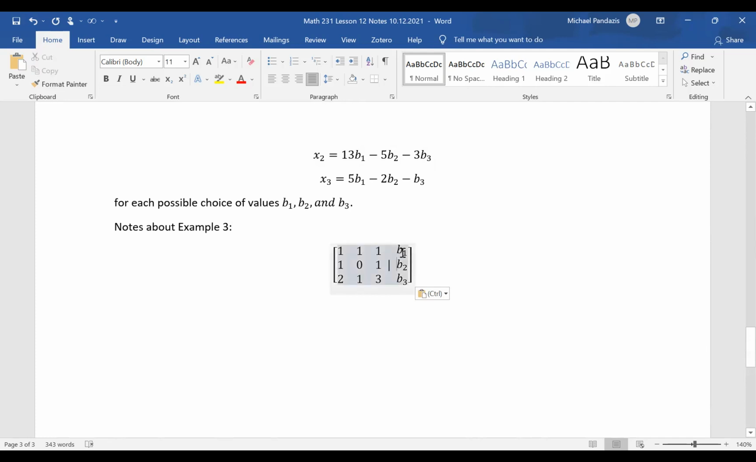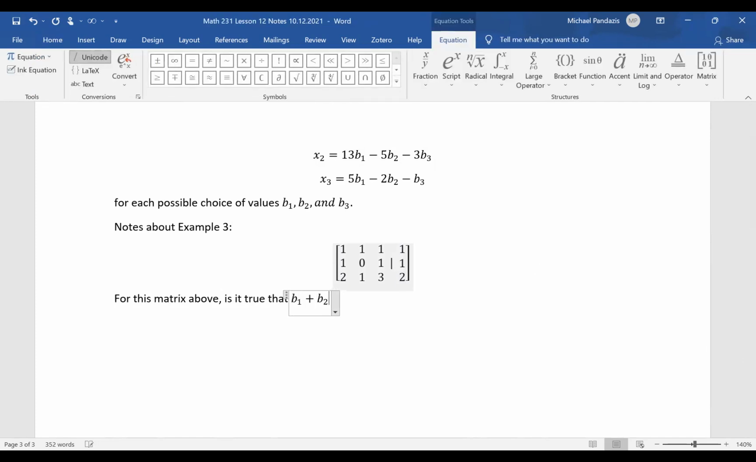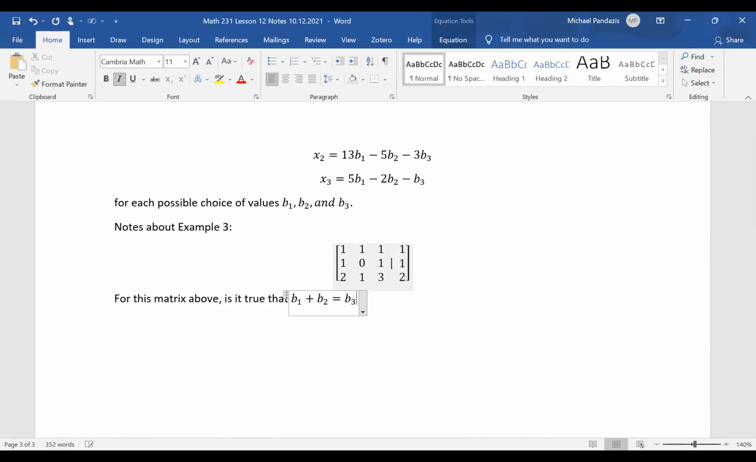What I'm saying is that, let's say we took the values 1, 1, and 2, right? For this matrix above, is it true that B1 plus B2 equals B3? Is that true or false? So why for this one could you use different values for B, and for number 4 use the same values? Well, so follow me along my questions, and then I might answer your question, right? So for this matrix above, is it true that B1 plus B2 equals B3?